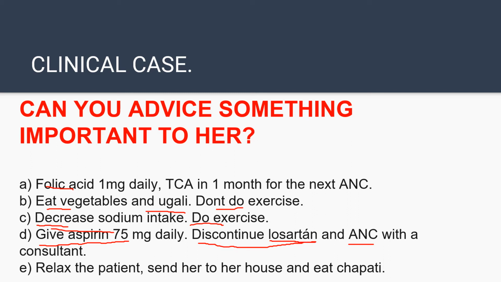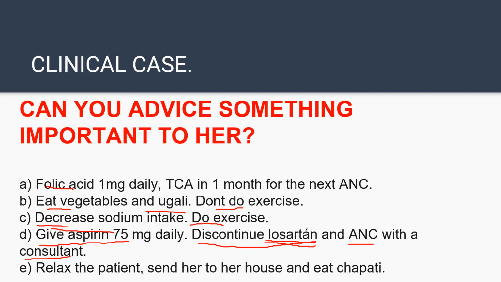The other thing that is very important is to discontinue losartan. There are several important drugs in pregnancy that are forbidden. And from the antihypertensive family, the losartan, the enalapril, the atenolol are drugs that we cannot use. So that is the reason why we need to refer to a consultant for the ANC visit, and the consultant will start the schema of drugs, and also he will plan the follow-up of this patient.